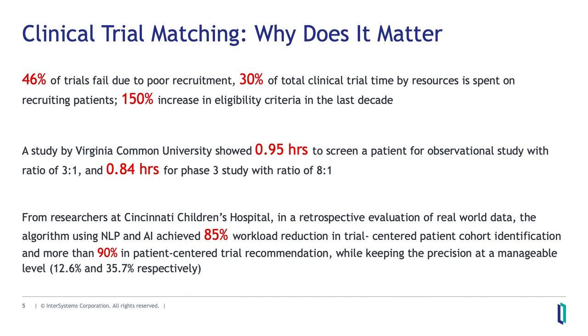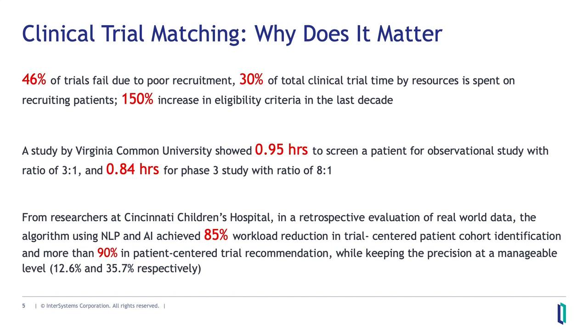In terms of time, there's a study by VCU talking about screening for an observational study. On average, it takes almost an hour. And for phase 3, it's almost an hour as well. So it's very time consuming, and they had to go through many charts. For the phase 3 study, they had to look at 8 patient charts in order to find one, and each one of them will spend about 0.8 hours in this case.